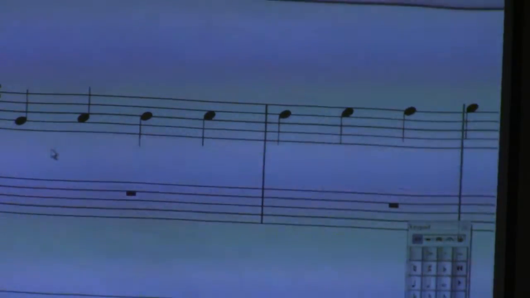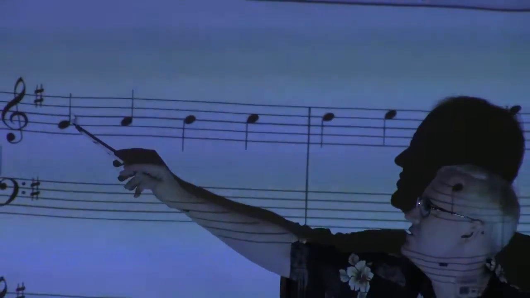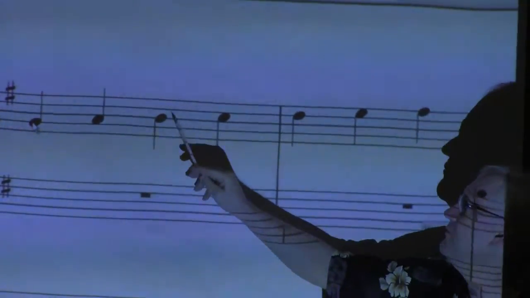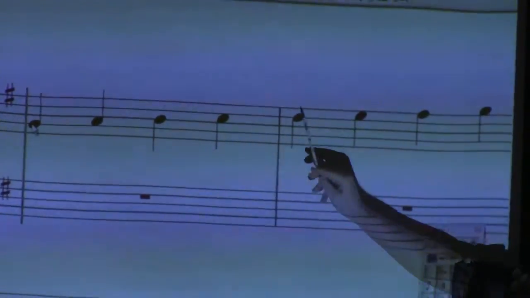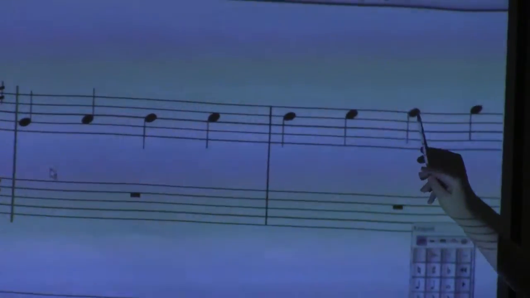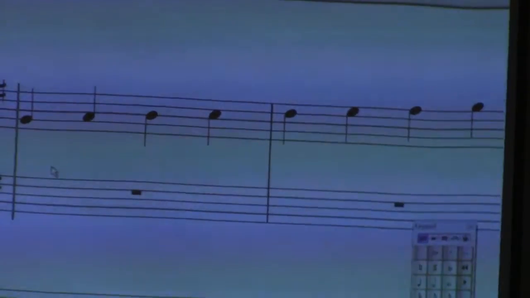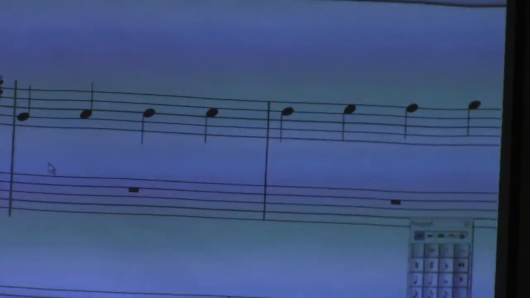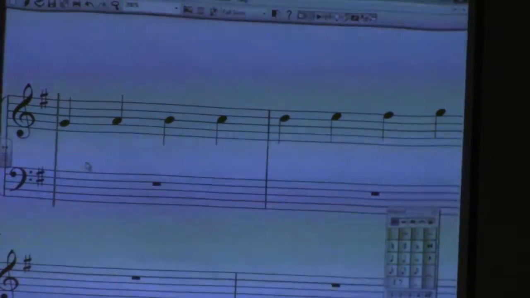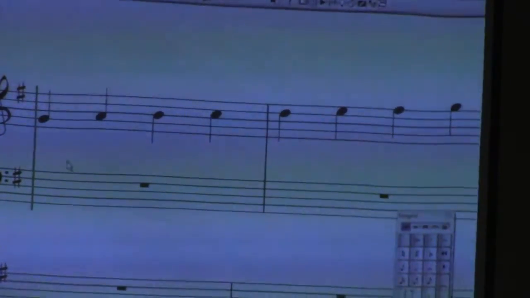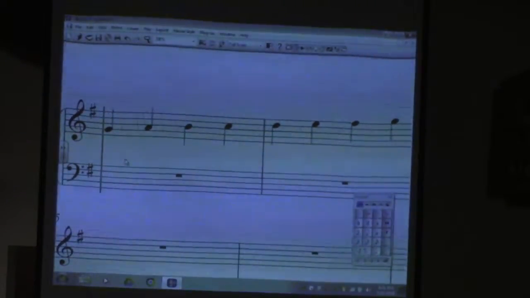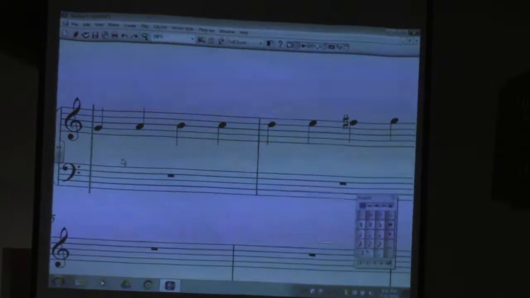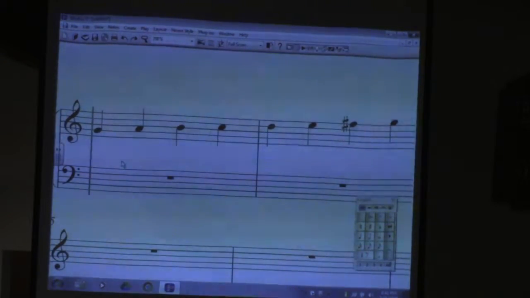So, read the scale for me. Ready? Go. G, A, B, C, D, E, F sharp. Correct. Good job. Let's do another key. Next week, I'll teach you some tricks how to figure out the key signature just by looking at it. There are quick, easy ways to do that. I just want you to understand the concept of that.